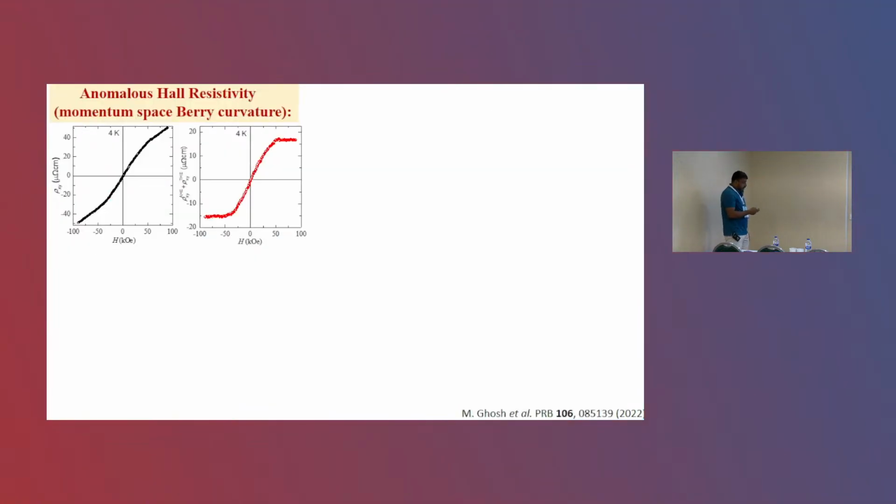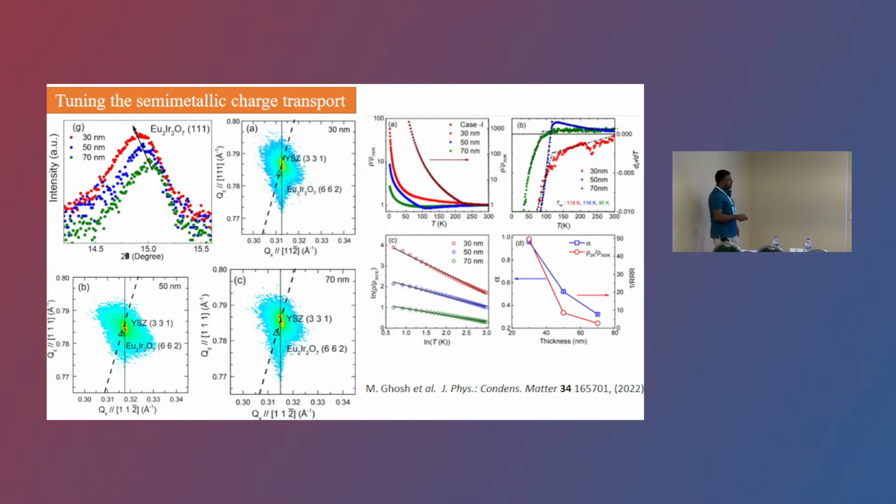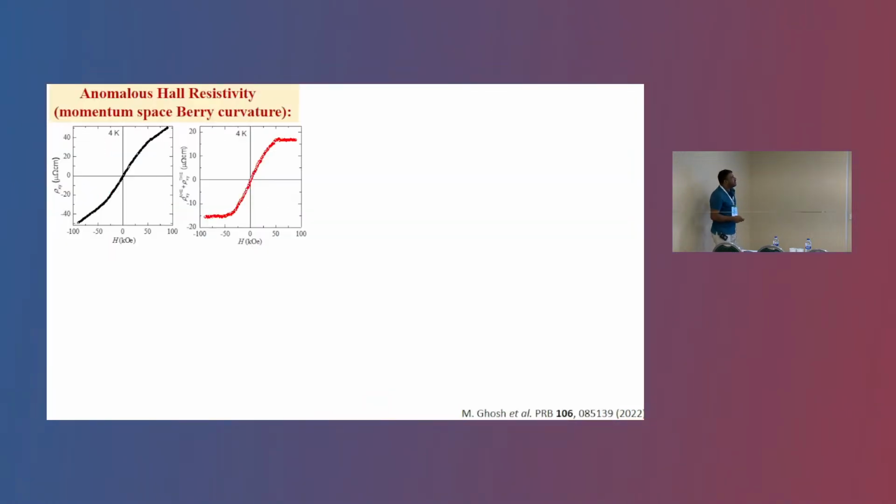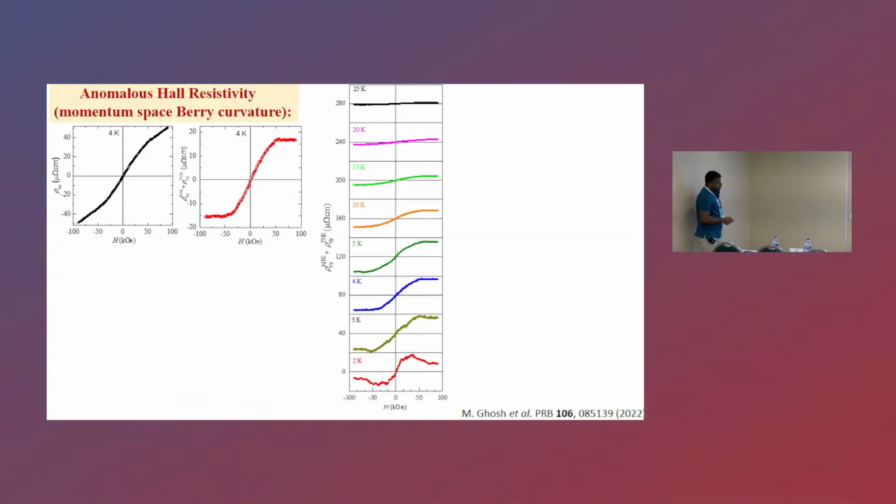So now we focus on the around 60 nanometer sample and did detailed transport property measurements. So this is our Hall data at 4 Kelvin. We just measured Hall data, rho xy versus magnetic field. So we could measure up to 9 Tesla.